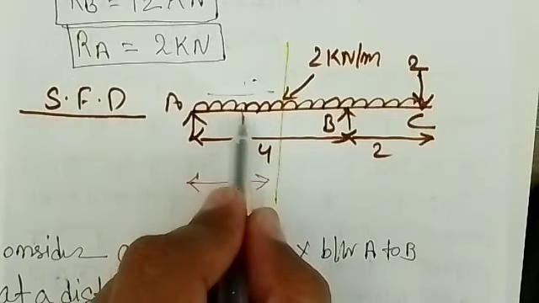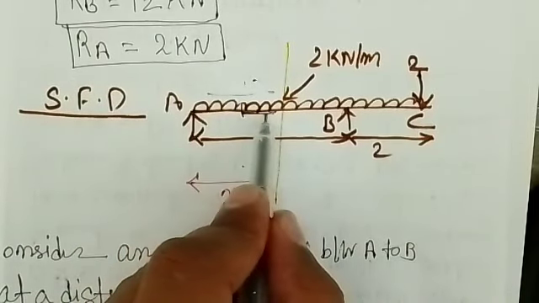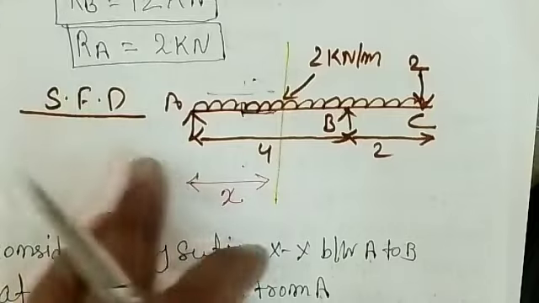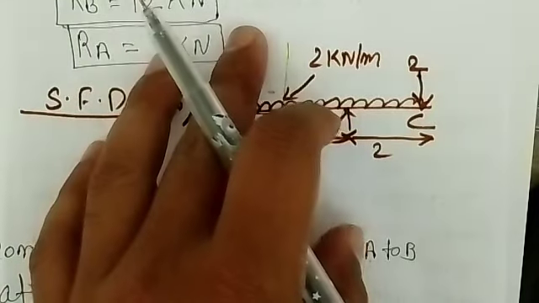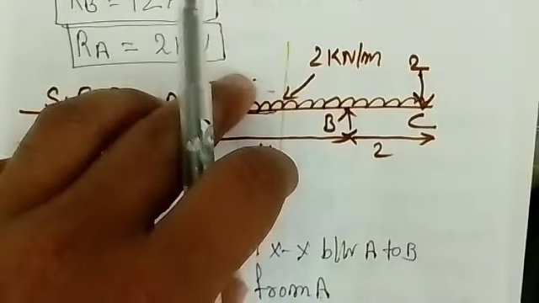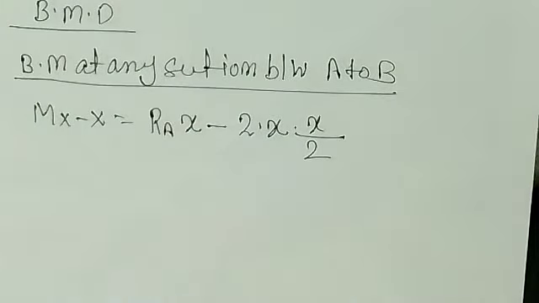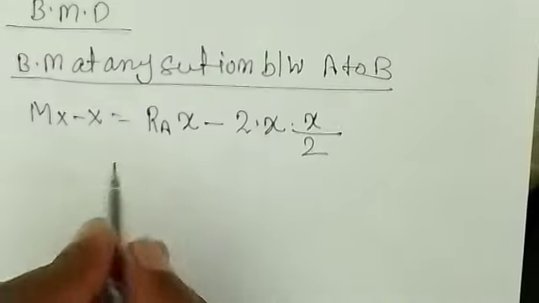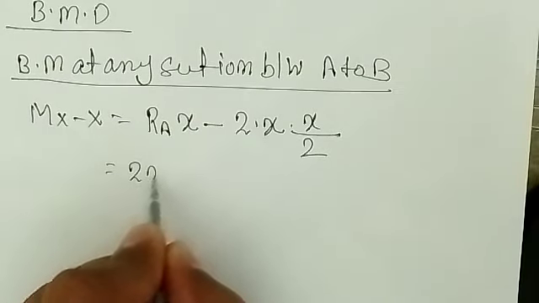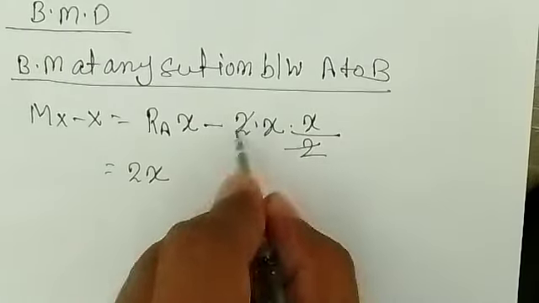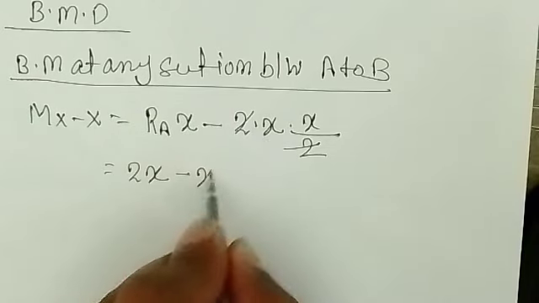Where should this point load act? It should act at the center of gravity, that is X by 2, right? Because of this reaction it will be positive, and because of this UDL it will be negative, right? So the sign convention you know. When you substitute these values, RA is nothing but 2X, right? This 2 and this 2 will get cancelled, minus X square.